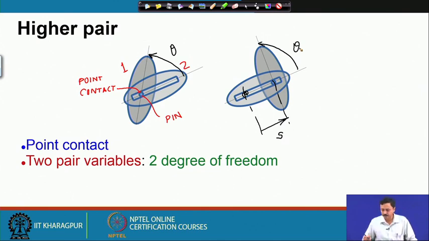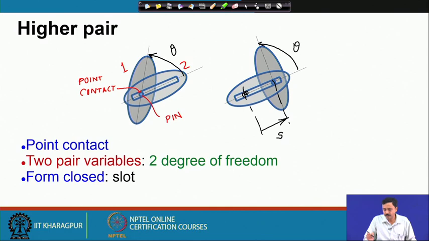Now, one thing to note in this is that the slot is restricting the motion of the pin in the perpendicular direction. Such a kinematic pair which is closed by geometry, you see the geometry of the slot is restricting, is called a form closed kinematic pair. So, this is a form closed higher pair. Why form closed? Because it is restricted by the geometry of the slot.